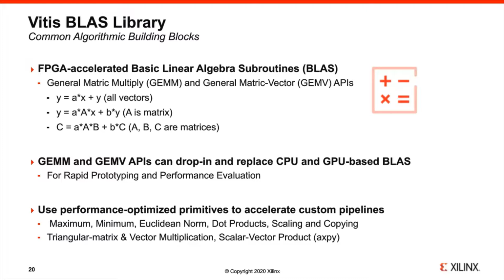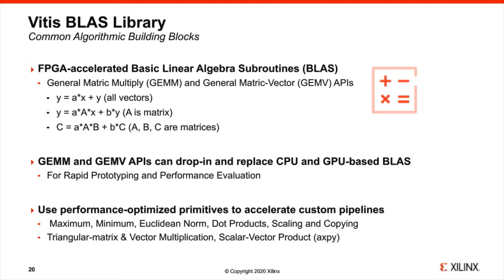These are used in a range of different applications like multi-layer perceptrons or MLP, computer vision, and even quantitative finance. The Vitis BLAS library APIs like General Matrix Multiply or GEMM and General Matrix Vector Multiply or GEMV are available as precompiled accelerators with C, C++, and Python function interfaces. Again, this enables you to drop and replace CPU and GPU-based BLAS API calls with the Vitis BLAS API for rapid prototyping and performance evaluation.